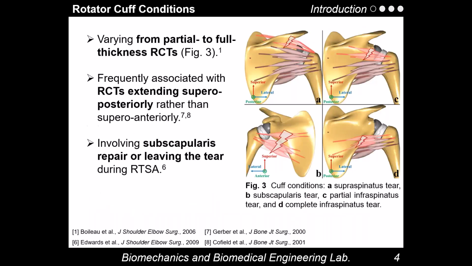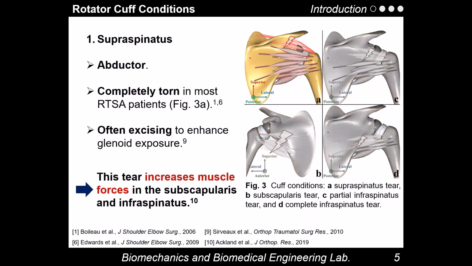As shown in Figure 3, rotator cuff tears can vary, ranging from partial to full thickness tears. Furthermore, in the context of RTSA, there is an ongoing clinical debate regarding the subscapularis. Surgeons often face the decision of whether to repair the subscapularis or to leave the tear during surgery. Now, let's look closer at the specific rotator cuff conditions we encounter in clinical practice.